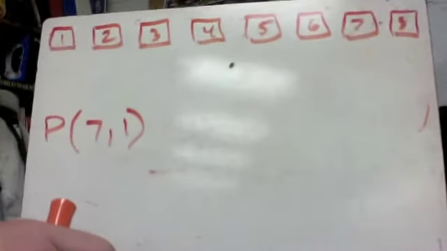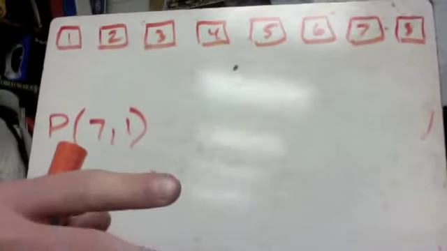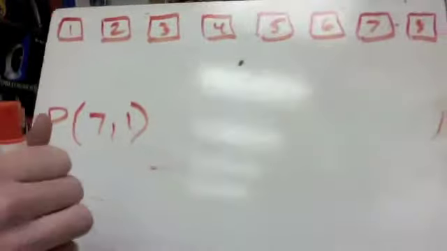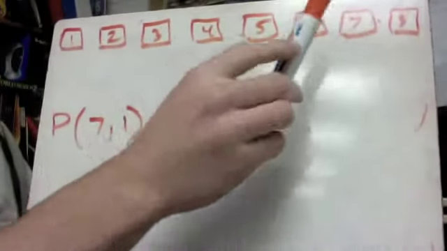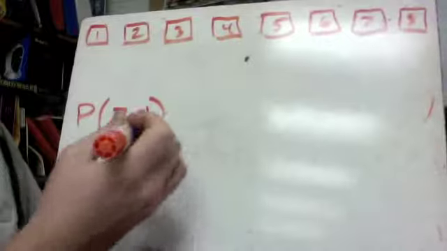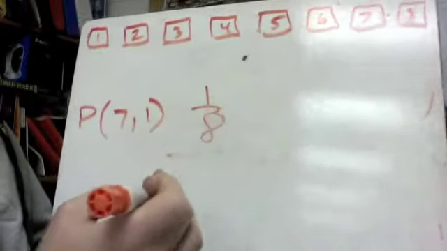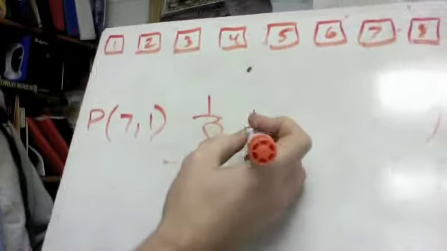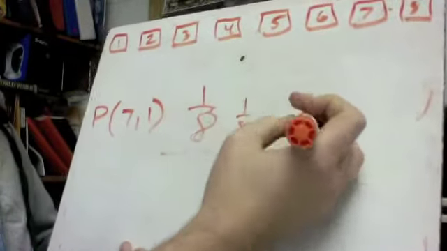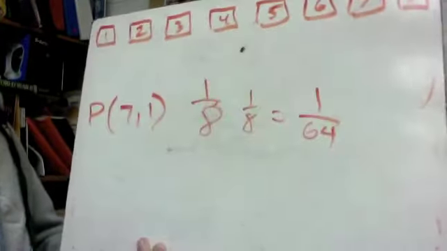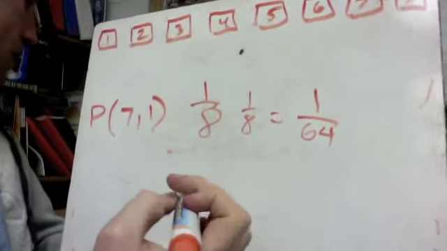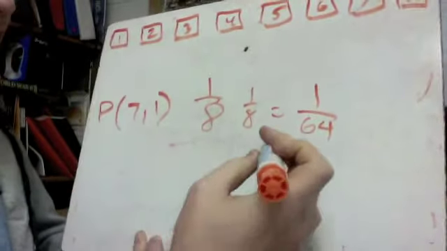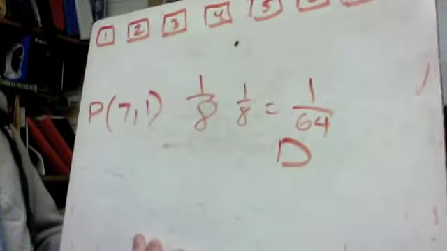We need the probability of getting a 7 and then getting a 1. So our probability of getting a 7 to start with is there's only one 7 out of 8 choices, so that's going to be 1 out of 8. Our probability of getting a 1 is also 1 out of 8. Times those together, I've got a 1 in 64 chance. So the multiple choice answer to select in number 14 would have been D.